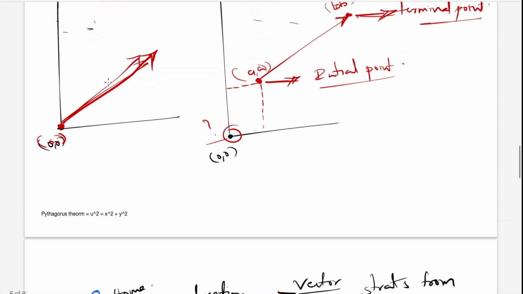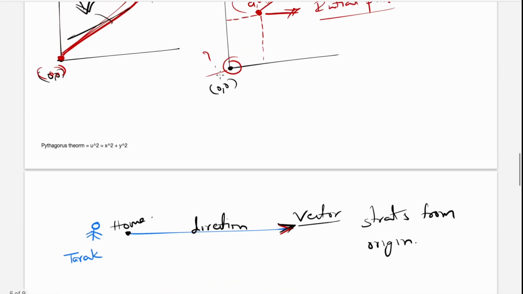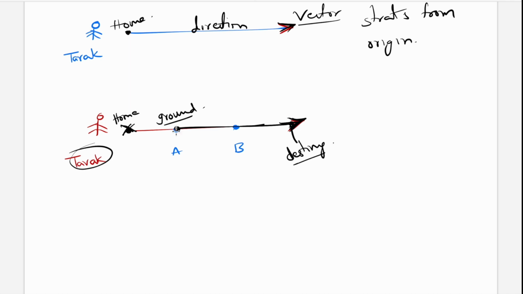This example relates to this one. It's very interesting. Tarak didn't start from his home. He started from the ground, not from the home, and he went to his destination. This is one example. And he need not start from the ground. He may go to a park, and then start from the park to his destination.